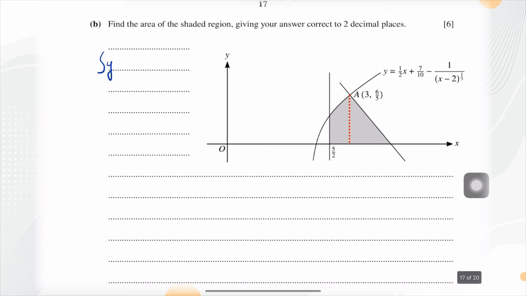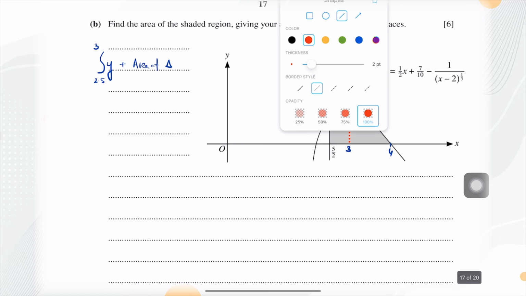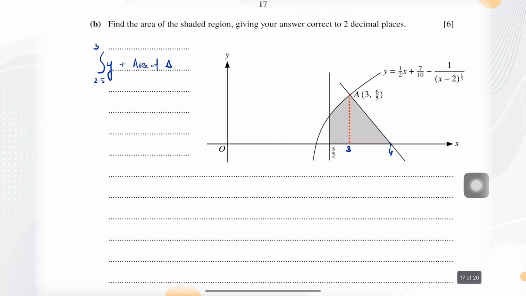So we'll integrate y. Since there's not enough space, I'll just write y over here within the limits 3 and 5 by 2, which is 2.5, or you can write it as 5 by 2, whatever it is, plus the area of the triangle. Now the question was nice in a way that it made us work out everything in advance. This point is 4, this point is 3. We know what the height is going to be. Since we know what the y coordinate is, we know that the height of the triangle is going to be 6 upon 5. The 6 marks that you're getting over here are obviously not for the area of the triangle, it's for integrating and plugging in limits.